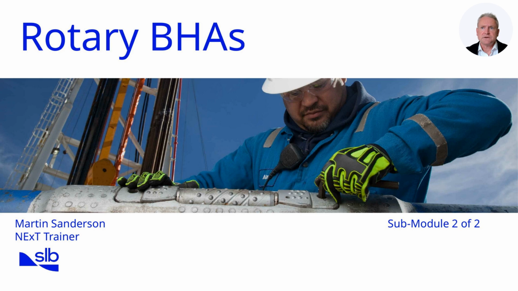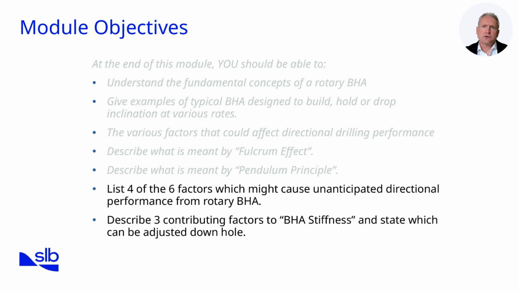Let's continue on with the final submodule on rotary bottom hole assemblies. In this submodule, we will list 4 of the 6 factors that might cause unanticipated directional performance from a rotary BHA and describe 3 contributing factors to BHA stiffness, stating which can be adjusted downhole.